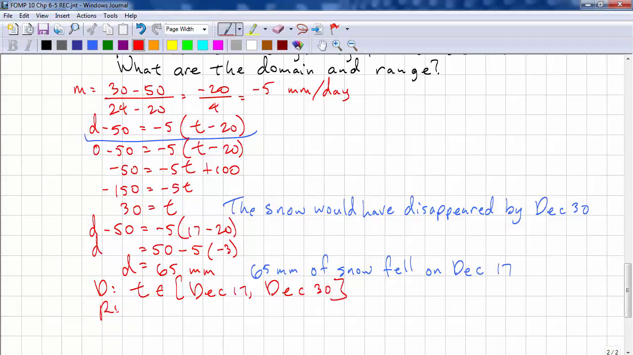The range, now, even though we started out with 65 and ended with 0, we still want to order the interval. This is 0 millimeters first and 65 millimeters second. And that completes this lesson.